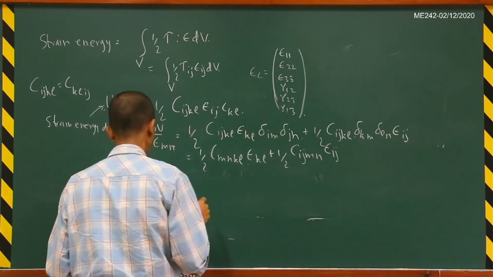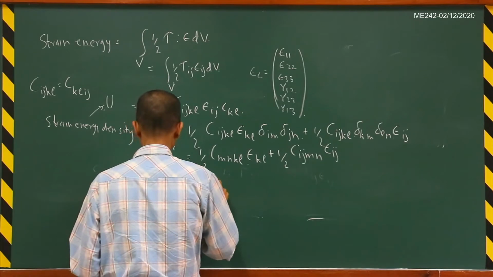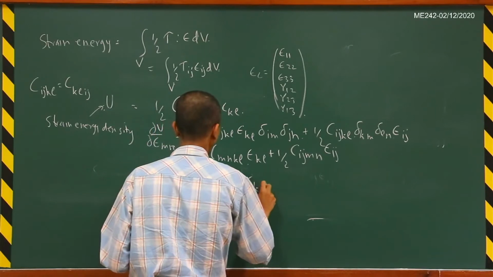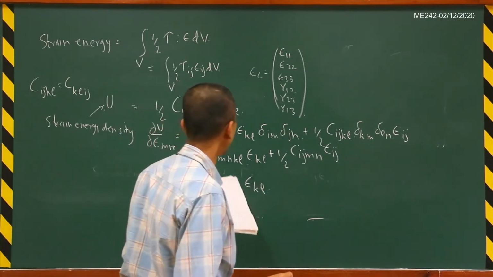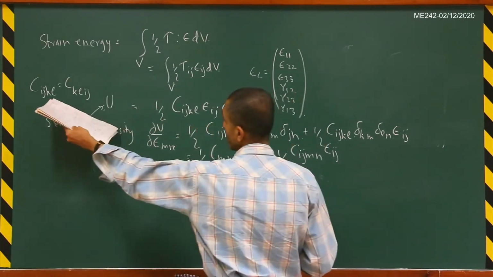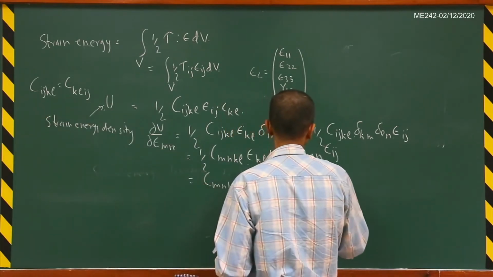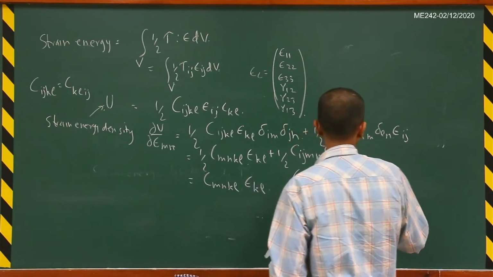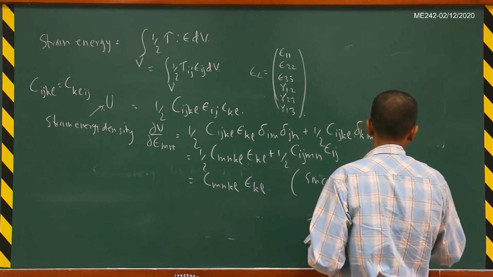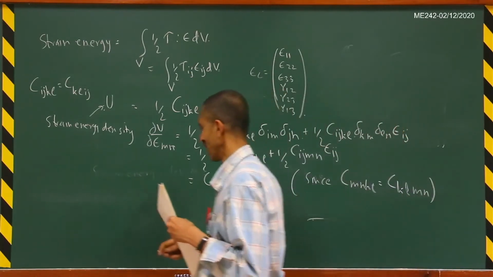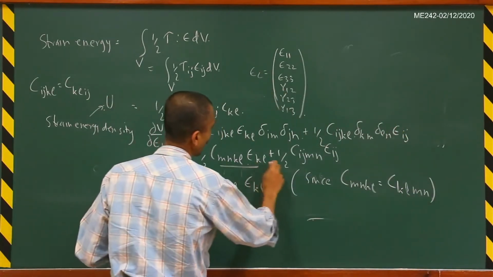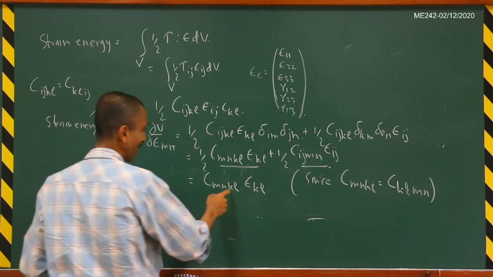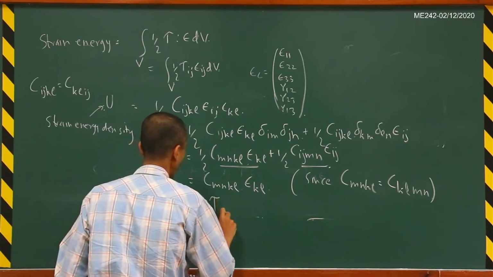Okay, and this you can write as C_mnkl times epsilon_kl, because now we have assumed that this major symmetry is existing. That means since C_mnkl is equal to C_klmn. So because we are assuming major symmetry, this and this are the same, and therefore we can write it in this particular way. But this is nothing but tau_mn. Right? So this is equal to tau_mn.